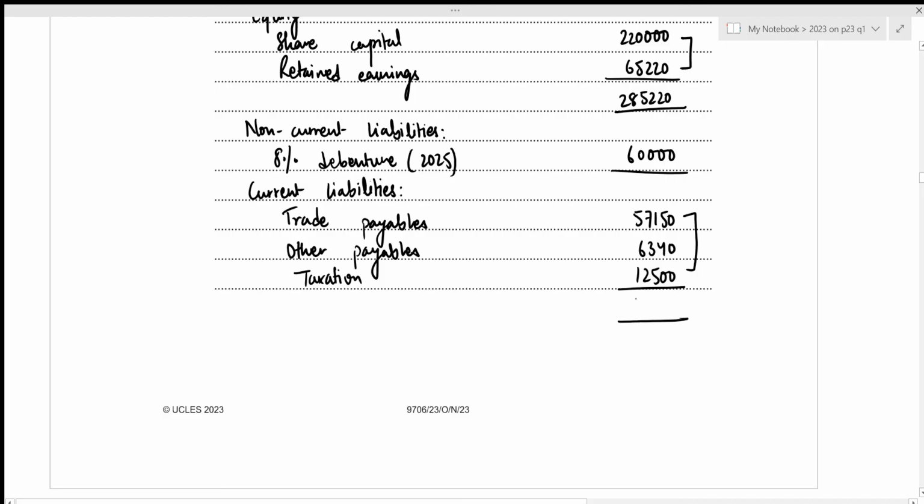So we can calculate the total for our current liabilities, which will be 57,150 plus 6,340 plus 12,500, which results in 75,990. Let's calculate the total liabilities. This will be the sum of total non-current liabilities and total current liabilities. In this case, that's 60,000 plus 75,990, which results in 135,990.